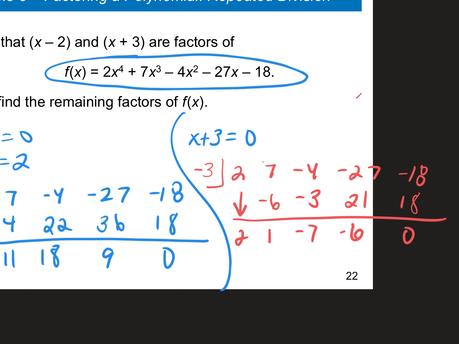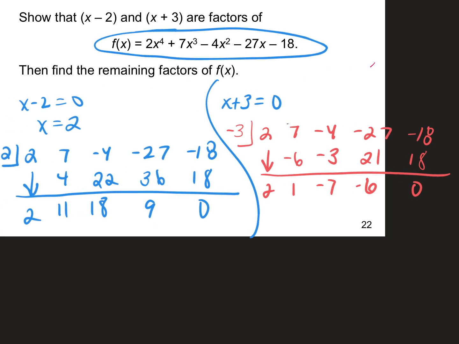0. How did you guys just show me, algebraically, that both of these binomials, x minus 2 and x plus 3, are factors? Because the remainder is what? 0. That's a very, very, very important concept, guys. So here you would say, okay, I just proved to you. It says show, that's how you do it. You can show that something is a factor if you use synthetic division and your remainder is 0.